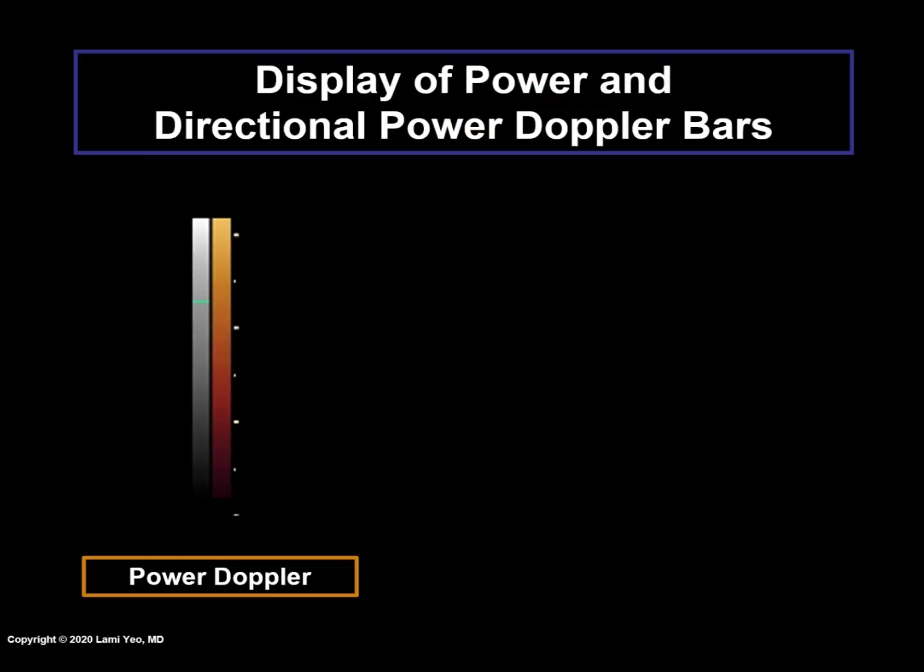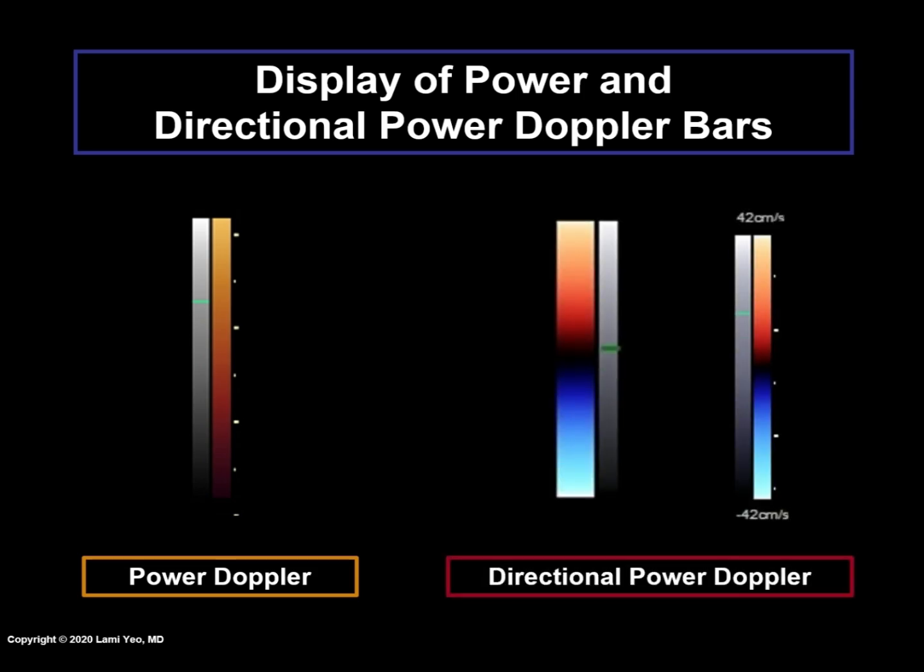This is a comparison of the power and directional power Doppler bars. Notice that the power Doppler bar shows only an orange or sepia color, which signifies the amplitude or intensity of flow instead of velocity. In contrast, both directional power Doppler bars from different ultrasound platforms show the direction of blood flow relative to the transducer with various color shades present. Notice that while one company does not depict velocity values, the other does show velocity data on the Doppler bar.